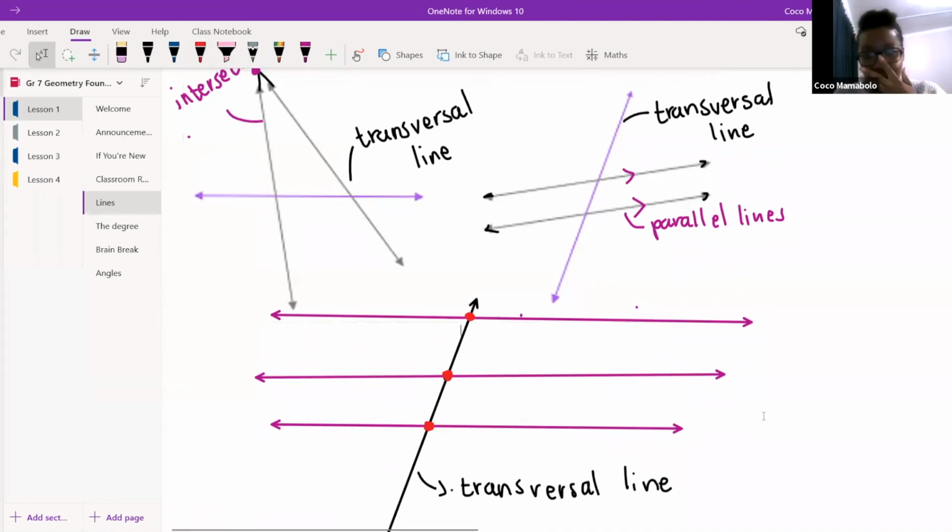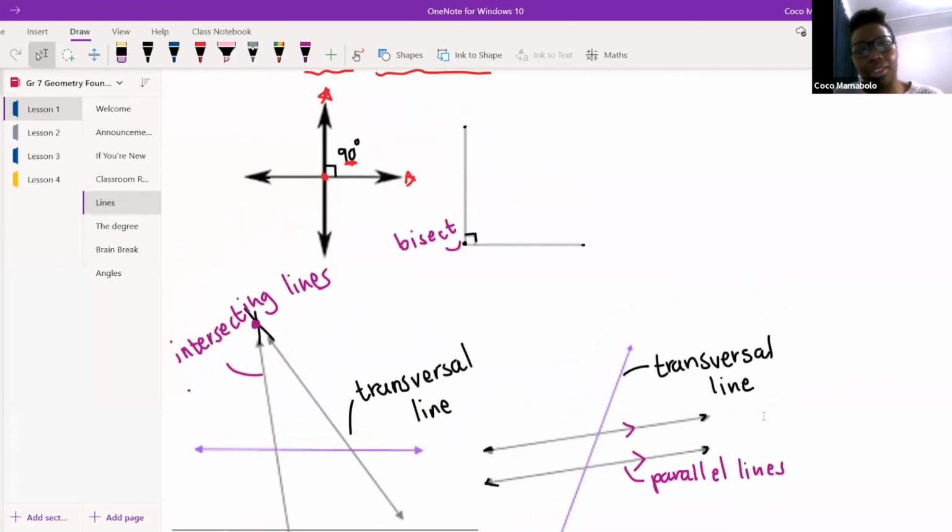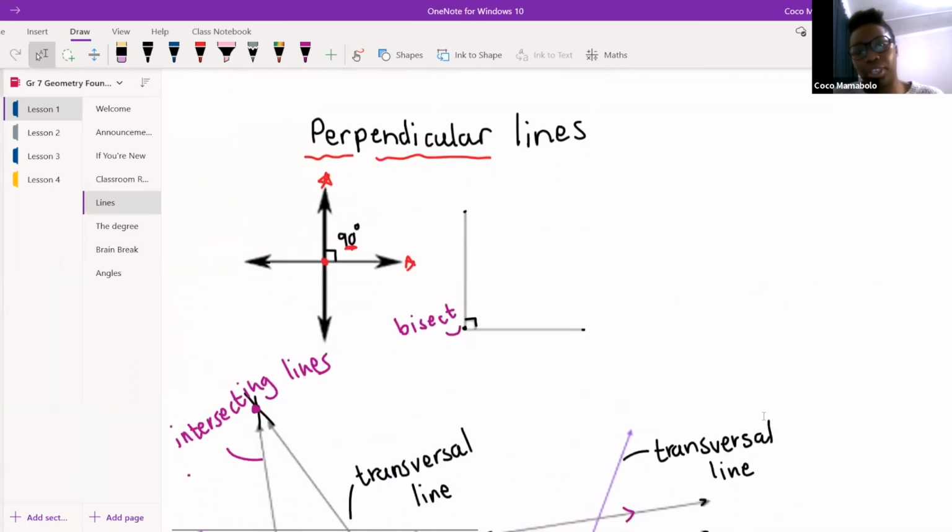Yes, ma'am. Okay, do you understand this? I hope you do. Yes, ma'am. Okay, somebody asked me to go up to perpendicular lines if you want to take a quick screenshot.